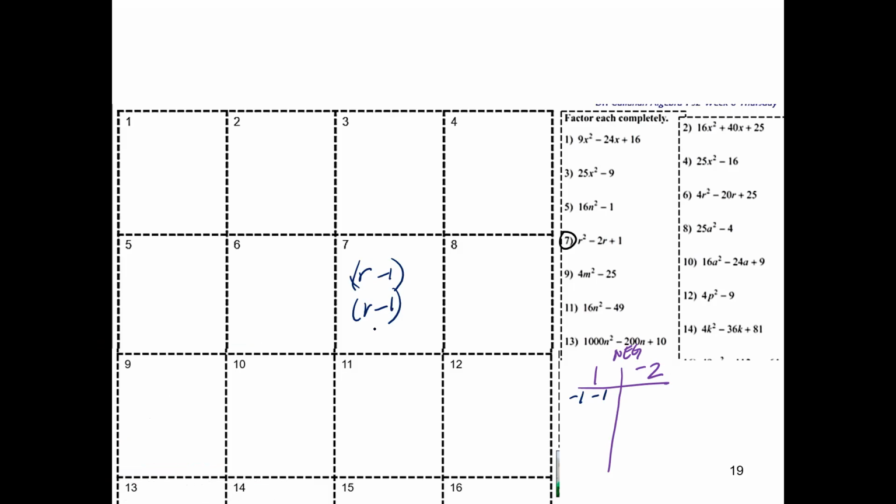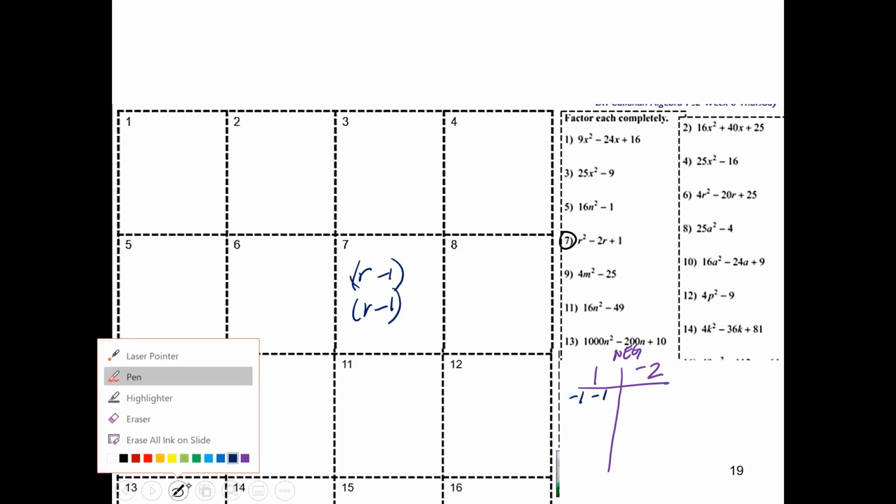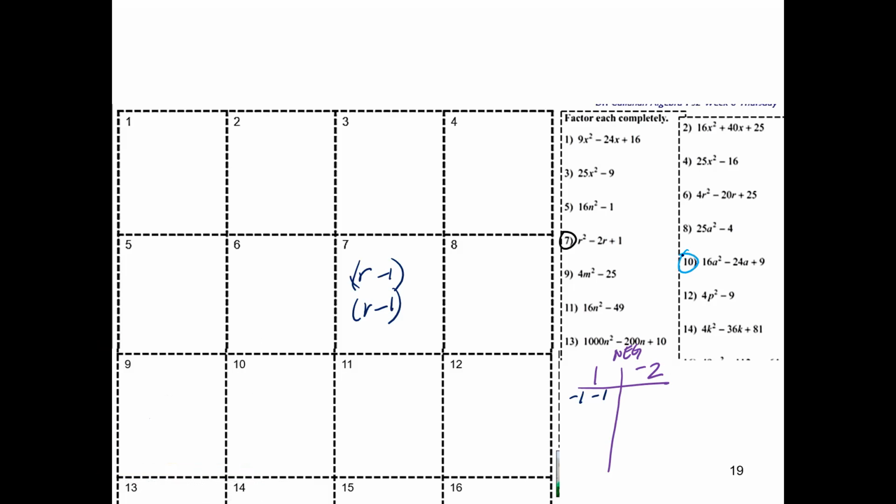Now let's go ahead and try number 10. Well, number 10, notice how these two are perfect squares, because remember your perfect squares are 4, 9, 16, 25, etc. So for number 10, you have an a. Square root of 16 is 4. Square root of 9 is 3.